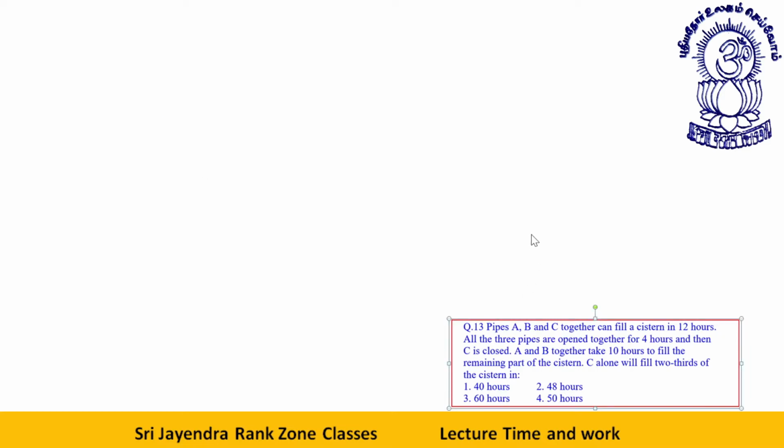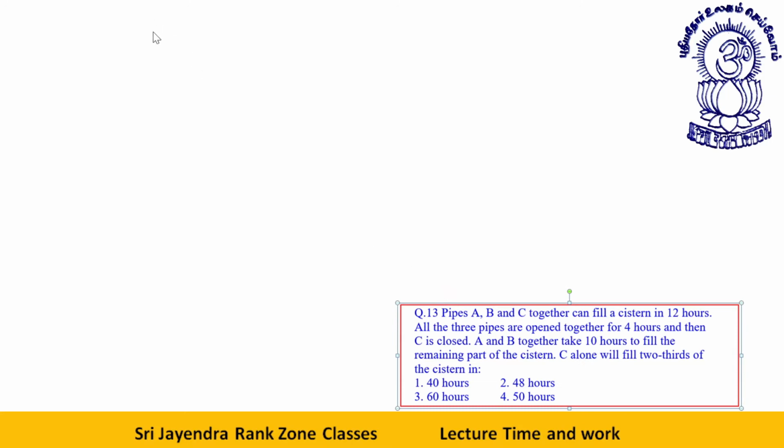We'll be doing questions directly. Okay, this is the first question. Pipes A, B, and C together can fill a cistern in 12 hours. All the three pipes are open together for 4 hours and then C is closed. A and B take 10 hours to fill the remaining part of the cistern. C alone will fill two-thirds of the cistern in how many hours?